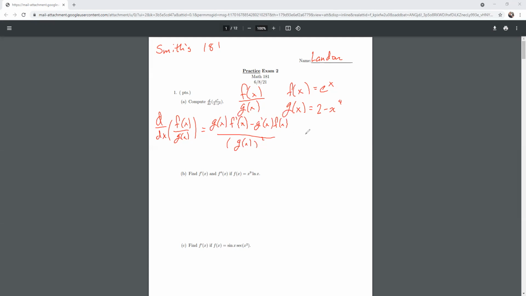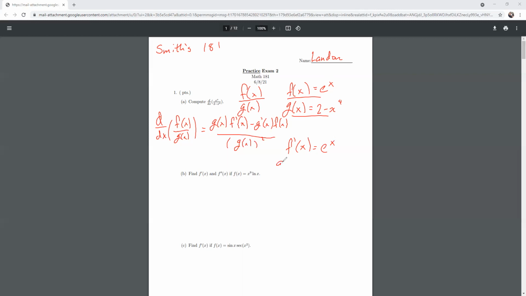All right, so now let's compute it. We're going to find the derivatives of each of these and then just plug it into this formula, right? So f prime of x, what is that? Well, it's just e to the x. E to the x isn't affected by a derivative, right? It just does nothing. So we're left with itself.